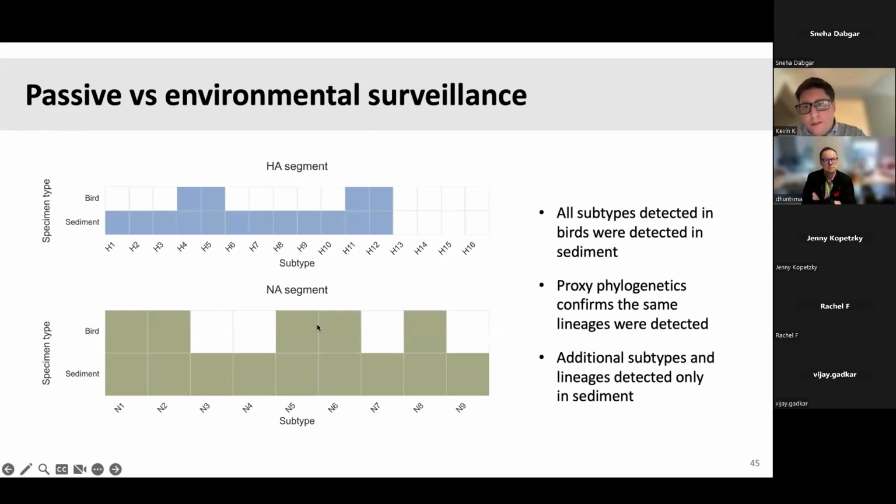Now, overall, those were just H5s, but I repeated that same type of analysis for all the subtypes. In every subtype that we detected in wild birds by passive surveillance, we also detected in the sediment. And using proxy phylogenetics, we also confirmed that all the lineages detected by passive surveillance were also detected in sediment. And then our results also showed that there were numerous additional subtypes and numerous additional lineages that were detected in the sediment only. So basically, every flu virus we found in the birds, we also found in the mud. And then there was a whole bunch of other additional flu viruses that we found in the mud.